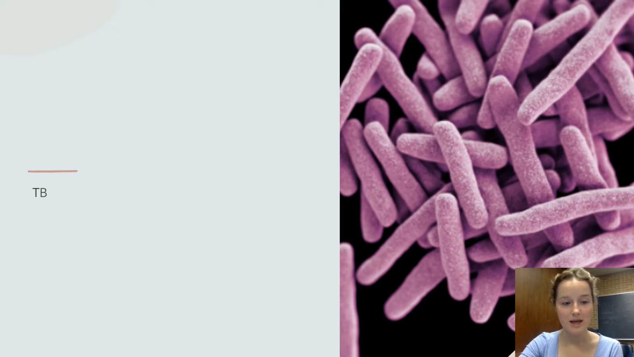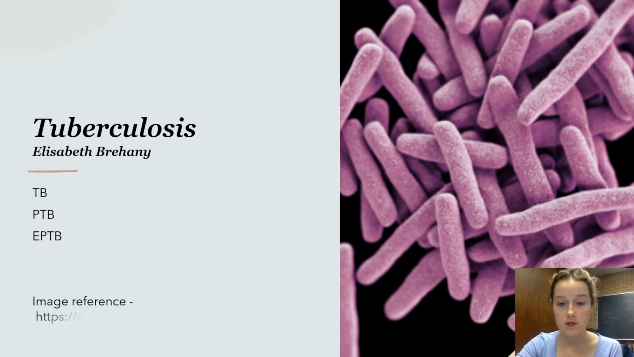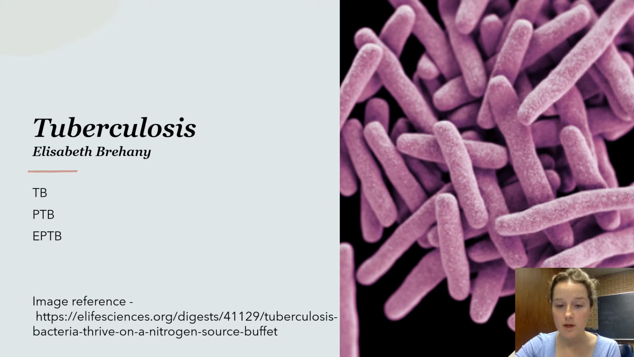Hello. Today I will be presenting tuberculosis, and I started with a few abbreviations that I will use in the next slides. So TB is the common name for tuberculosis. PTB is pulmonary tuberculosis, which means that it presents in the lungs, and that accounts for about 85% of all cases worldwide. EPTB is extrapulmonary tuberculosis, when TB presents anywhere in the body outside of the lungs, and that accounts for the other 15% of cases worldwide.